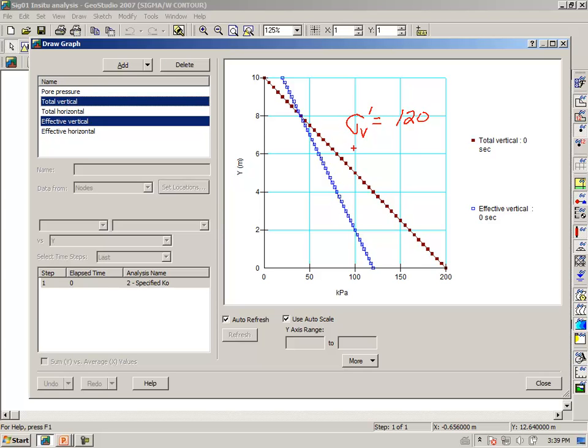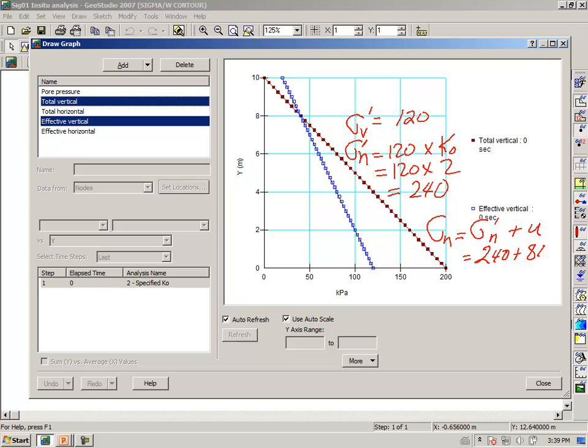Therefore, the effective horizontal is 120 times K0 is equal to 120 times 2 is equal to 240. This is the horizontal effective stress. Therefore, the horizontal total stress must be equal to the horizontal effective stress plus the pore pressure is equal to 240 plus 80 is equal to 320.